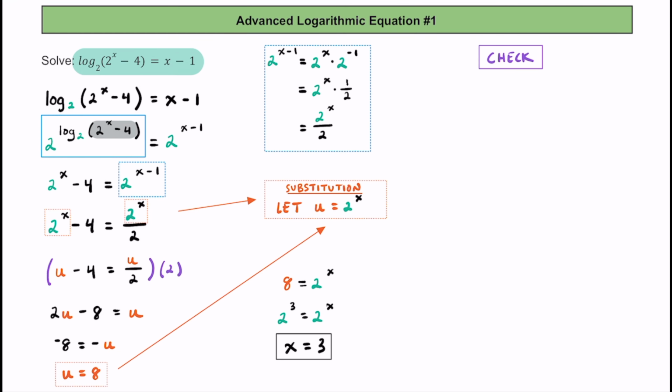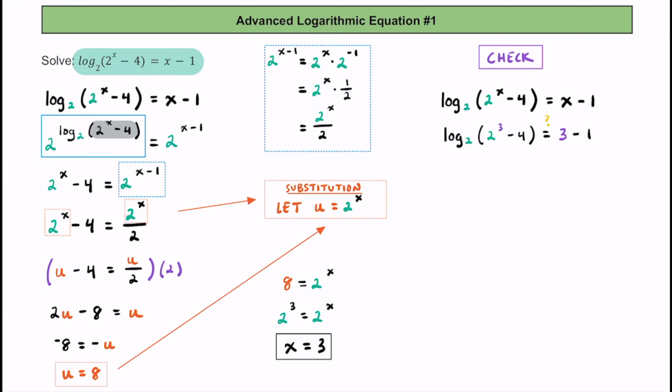Let's check to see if this is true, and if we have an extraneous solution or not. Here's the equation that we started with, and let's take our solution of x equaling 3 and substitute it in. So we're going to have log base 2 of this 2 to the third power. Let's take that 3 and substitute it in for x. Then let's take away 4. And on the right side, that's going to hopefully equal this 3 minus 1. We're just replacing x with 3 here. So let's see if this is true or not.